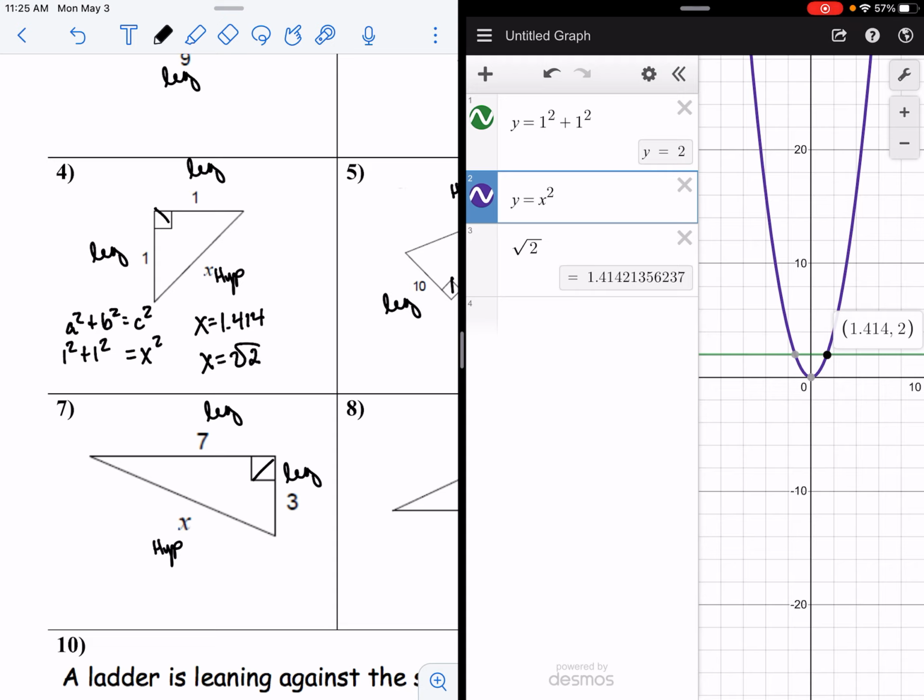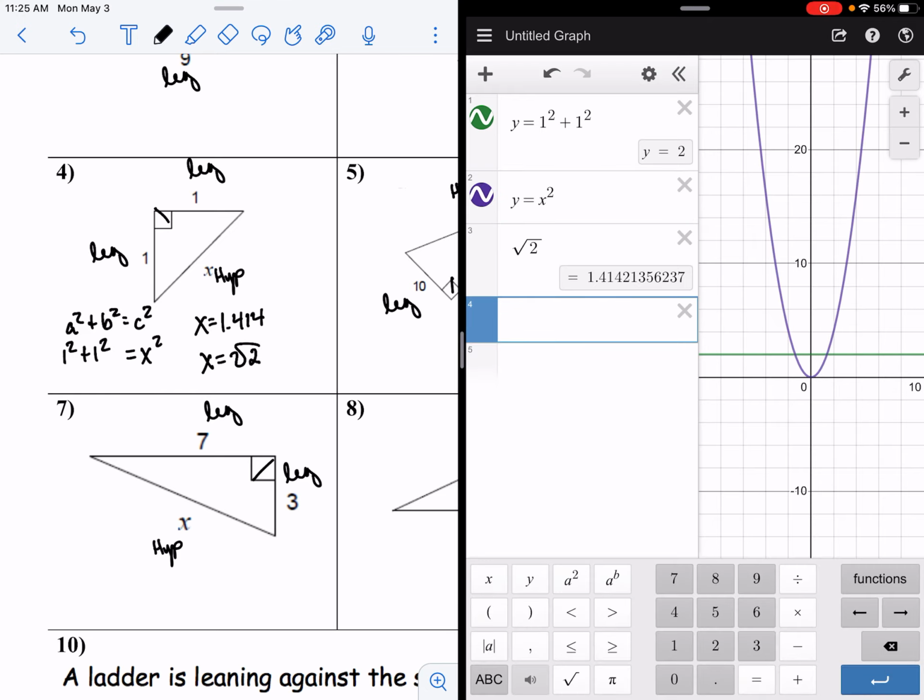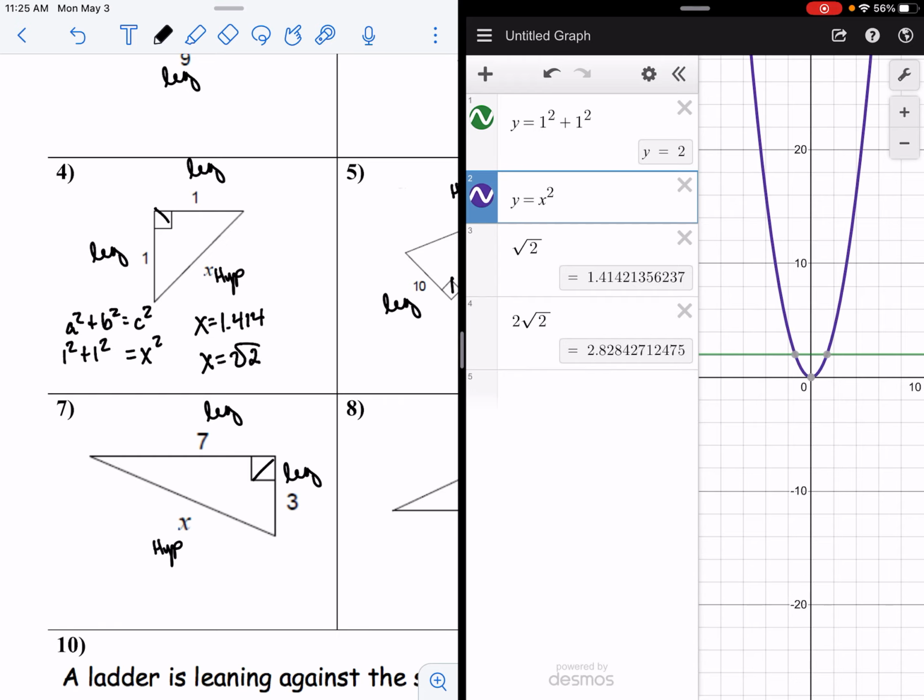So what I'm telling you is, get your answer that you know is right. From there, just type your answer choices into Desmos. So say if I had 2 square root of 2, right? That's 2.82. Well, 2.82 is not 1.414. Just get rid of it. And then choose the answer that's closest to the x value where your graphs intersect.